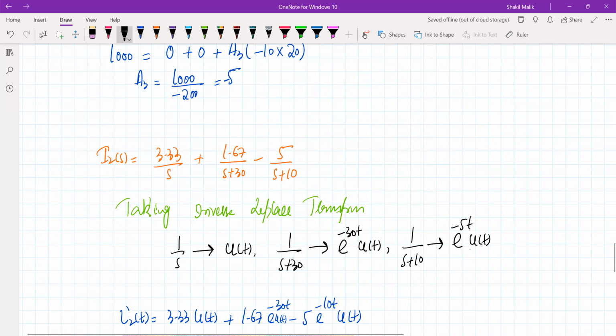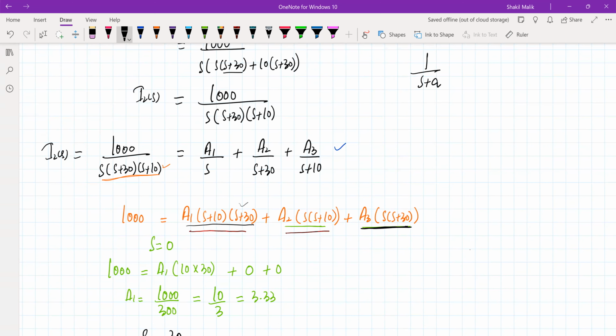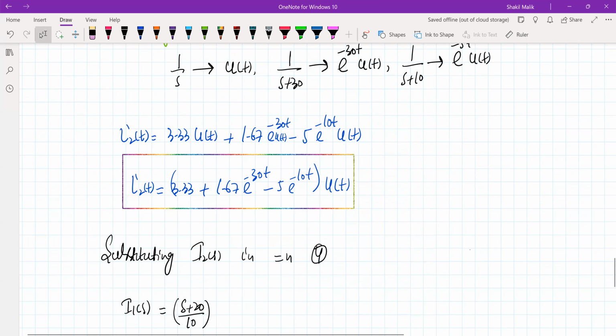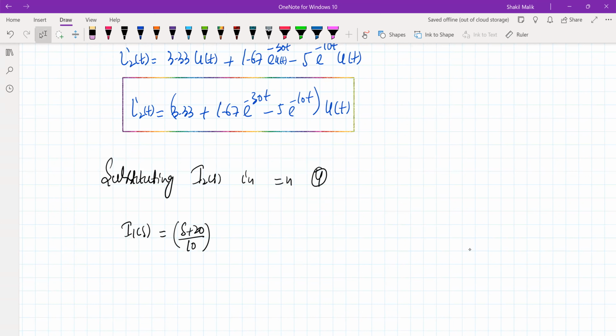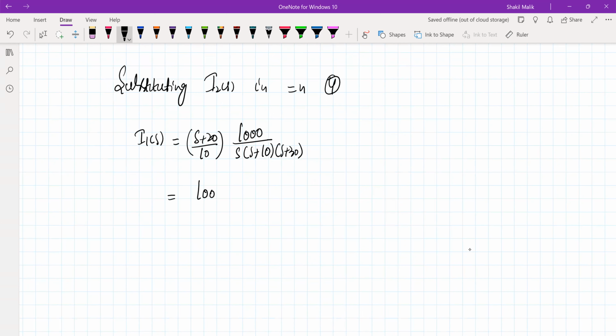How much is I2? I2 is 1000 divided by S into S plus 10 and S plus 30. So I1 will be simply 100 into S plus 20 divided by S into S plus 10 into S plus 30, right?